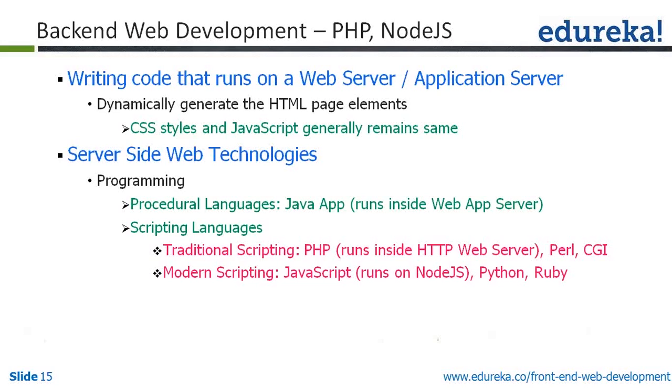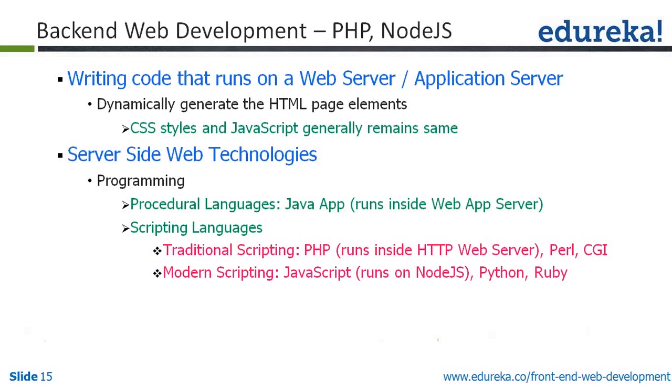When you do backend development, what you're doing is essentially generating HTML page elements dynamically on the fly, depending on the user and the option chosen by the user. Note that only the HTML content changes from time to time or depending on the user, whereas CSS styles and JavaScript generally remain the same, because you will have a more or less consistent look and feel and the same behavior of the web page. Therefore, the CSS and JavaScript code remain the same for all users.